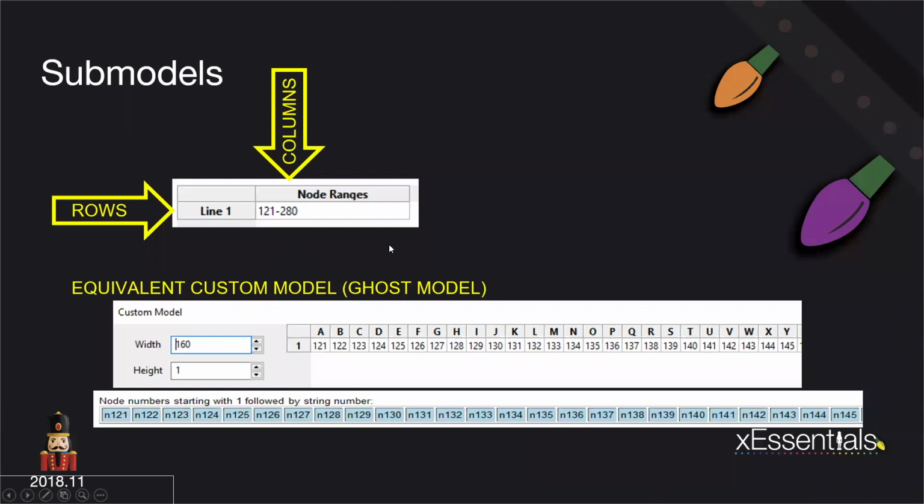xLights sees that as a single line model. Like I said at the beginning of the presentation, there's not a whole lot you can do with a single line model. So creating that submodel really isn't going to do you a lot of good unless you just want to put a color on that. But if you want to put something like an effect on that that has some height or some text, this does you almost no good whatsoever.